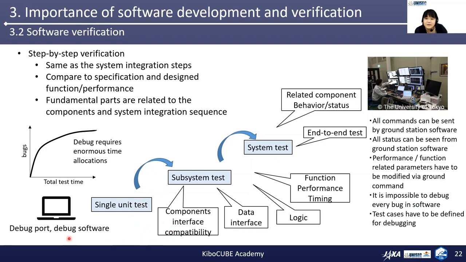This figure shows the verification step. The hardware-related single unit tests are started with the debug line to the personal computer with debugging software. After that, the subsystem tests are conducted. For example, interface compatibility of the component or data interface are checked. The function selection logic, function itself, performance and timing and so on are confirmed with the test scenario. The system test also checks the function selection logic, function itself, performance and timing. Some verifications are performed together with the related component behavior or status measurement.